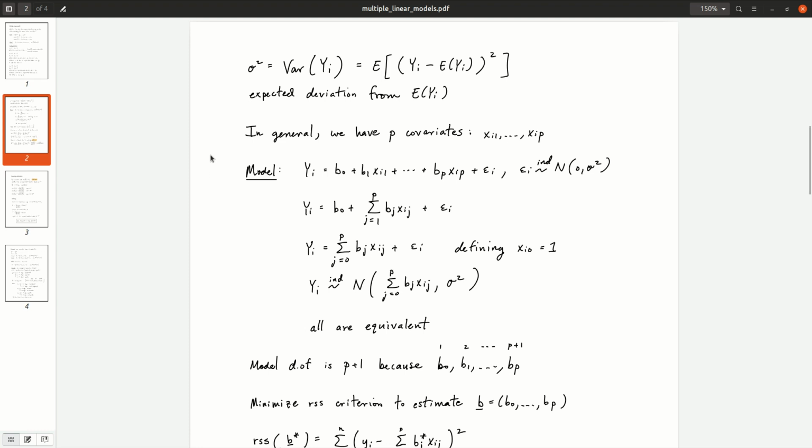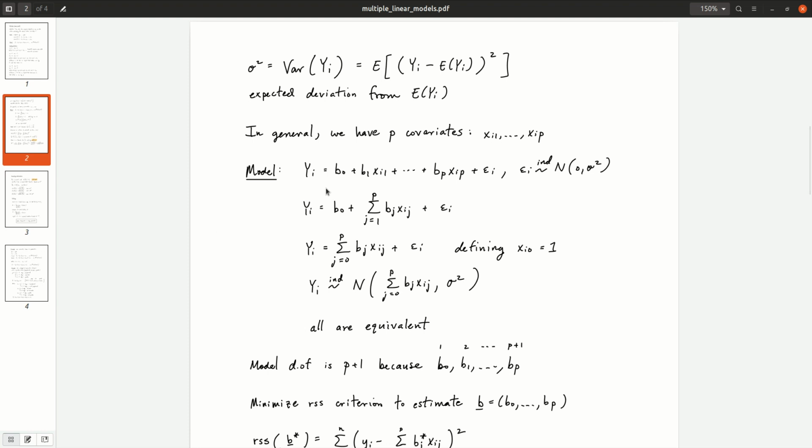So that was the model with two covariates. It's very easy to just tack on additional covariates. So in general, we're going to have p covariates. I don't know why, but p seems to be the standard letter to use for the number of covariates. So we're going to have p covariates for the ith subject. Those are going to be labeled xi1, xi2, up to xip. And then the model is the following.